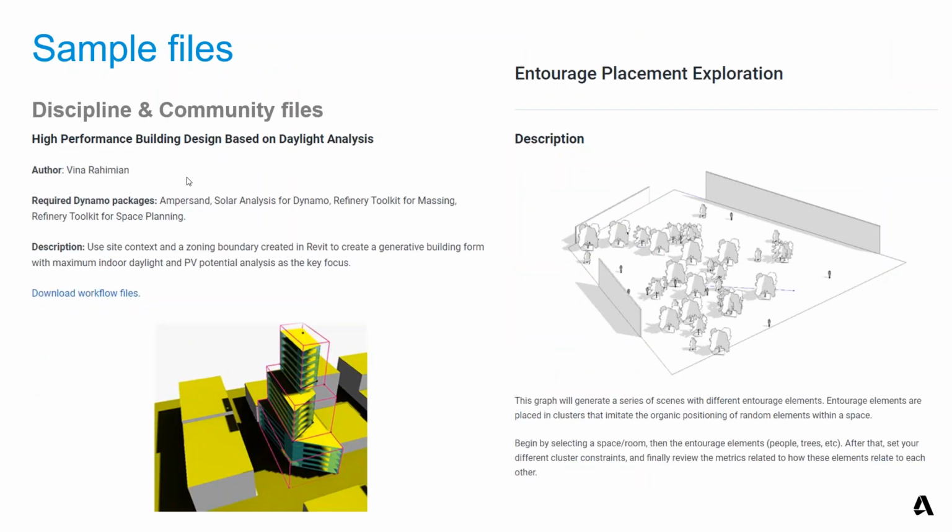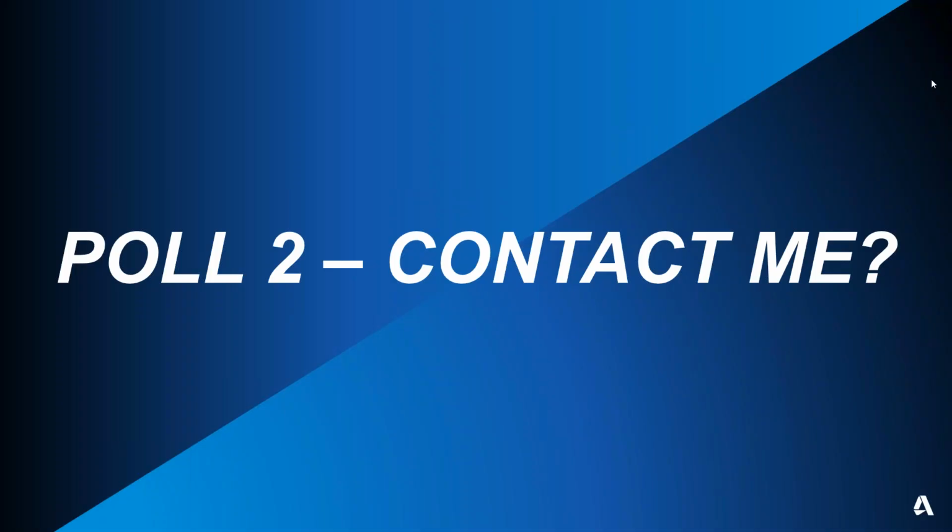And if you need to look at more on the sample files, we now have community files. So we have authors providing solutions here. And this one is looking at a site context and zoning boundary created in Revit, looking at indoor daylight and photovoltaic potential. And another one for maybe people doing a landscape bit of architecture. There is an entourage placement exploration tool as well. So there's a lot of stuff here to help you get started.